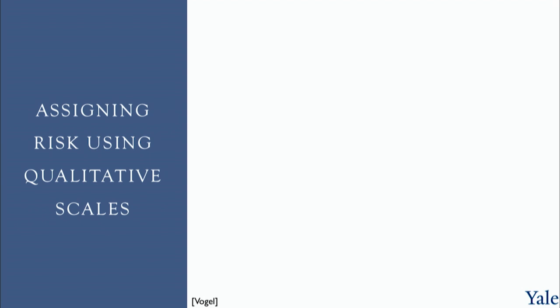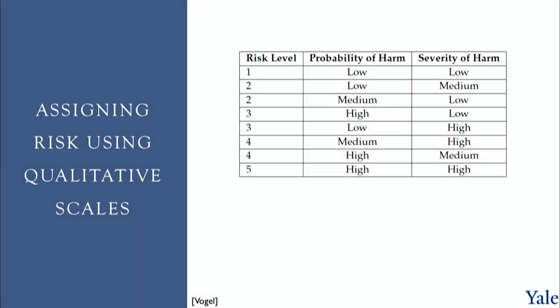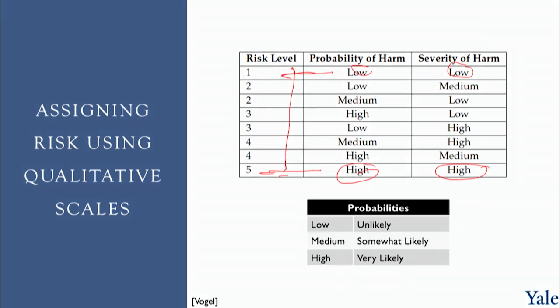And this is from a book by Vogel. We'll show a picture of the textbook actually in the next segment. And so sometimes we assign risk on a qualitative scale. So we have risk levels going 1 to 5. And so if the probability of harm is high and the severity of harm is high, we assign the risk to be 5. And as these things go down, if it's low and low, we're at 1, etc. And you can get the in-between. And let me define what I mean by low, medium, and high probabilities. Low means it's unlikely, perhaps. Medium is somewhat likely, and high is very likely.